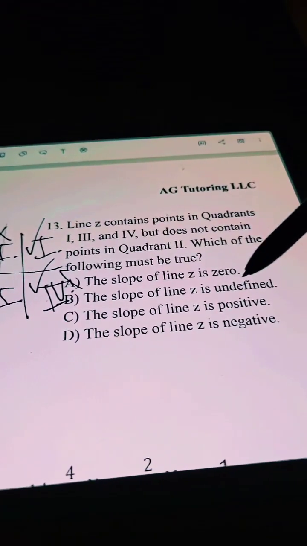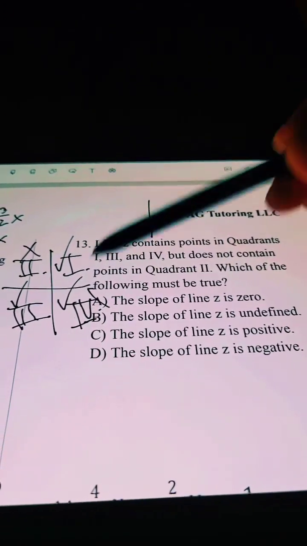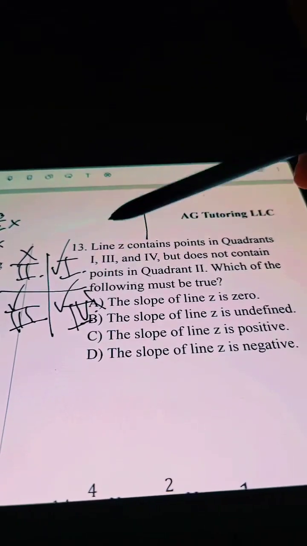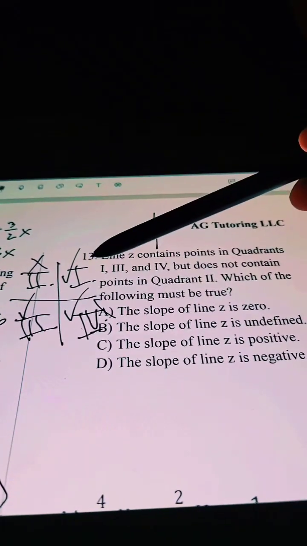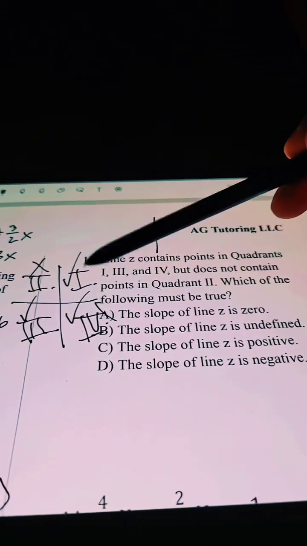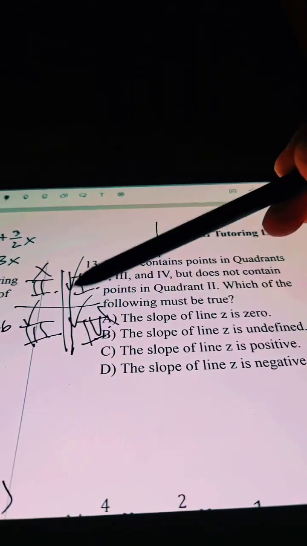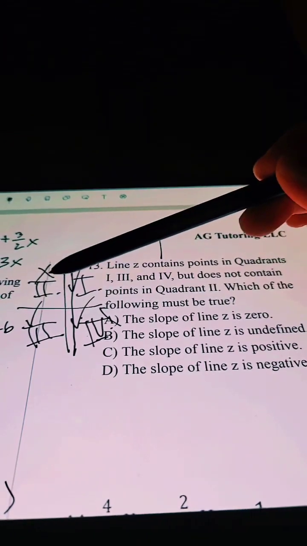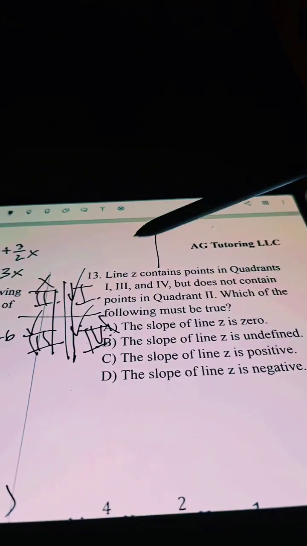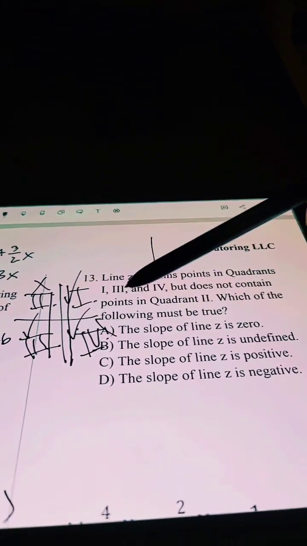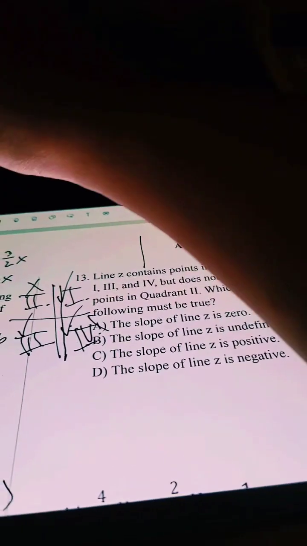And then we have the slope of line Z is undefined. Remember, an undefined slope would be the one that's straight up and down. I don't even think that can be true, because if it's going straight up and down, if it was right here, it's going to be in these two, but not in that one. And if it's right here, it's in a quadrant it's not supposed to be in. There's no way for it to be in all 3 of the quadrants it's supposed to be in and be undefined.